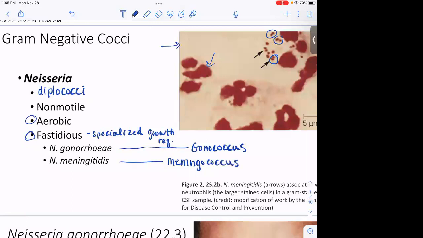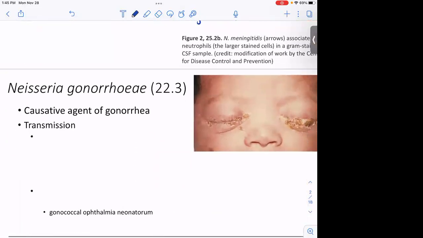Okay, so Neisseria gonorrhoeae is the causative agent of gonorrhea, which we'll talk about next. And then Neisseria meningitidis causes what we call meningococcal meningitis. So we've talked about other organisms that cause meningitis, like strep pneumoniae. There are viral meningitis. This is a particular kind of meningitis. So we'll get to that probably next time.